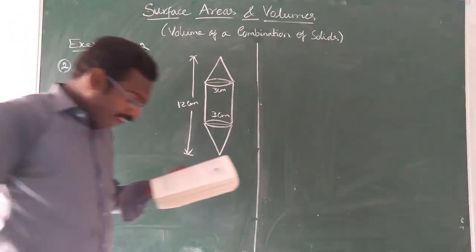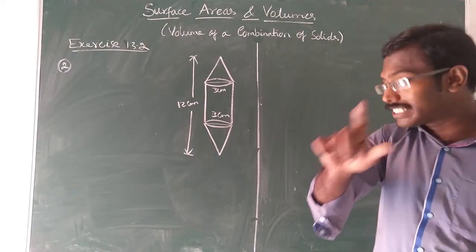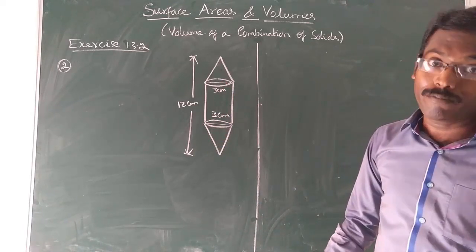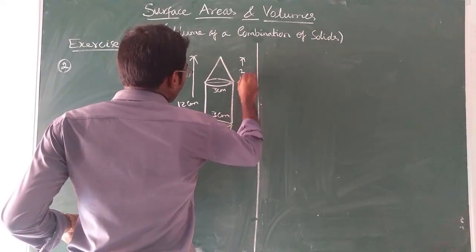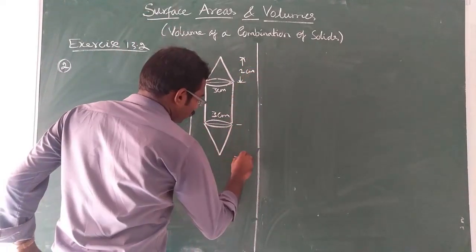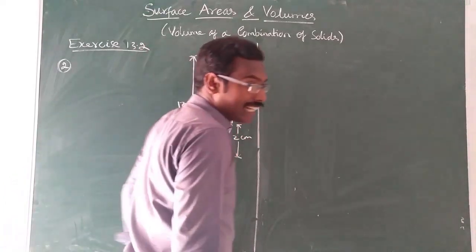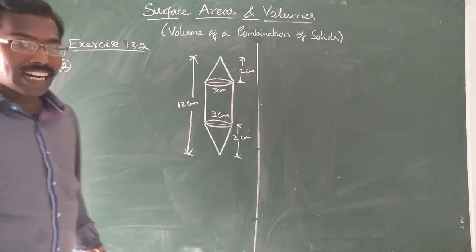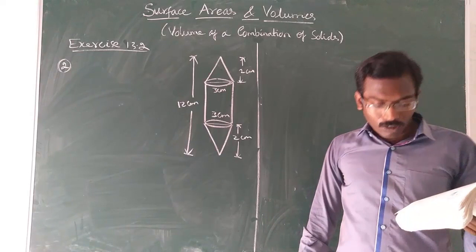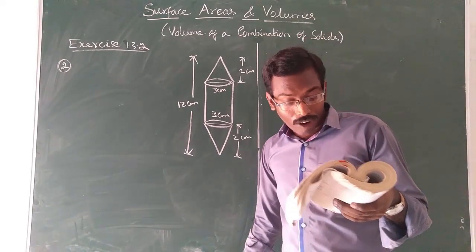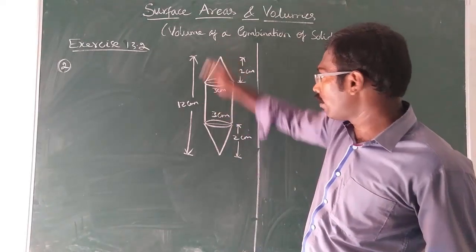Understood? Now, each cone has a height of 2 centimeter. Both cones have the same size, already the same diameter, now the same height. So the height of this cone is 2 centimeter, and the other cone also. This is the vertical, the perpendicular height, not the slant height. Now, find the volume of air contained in the model. Air contained, volume of air.